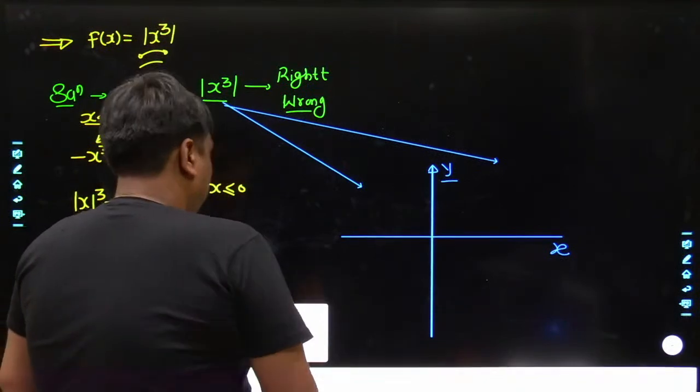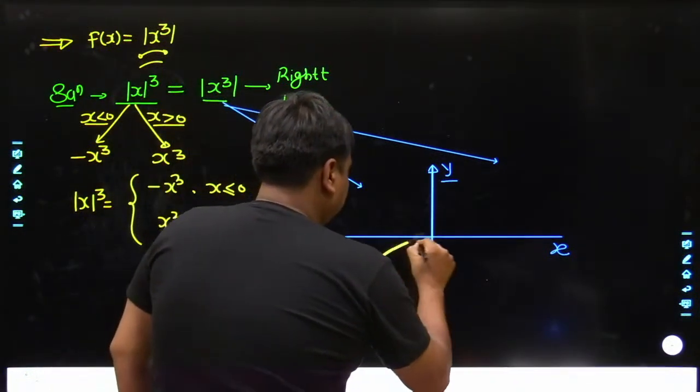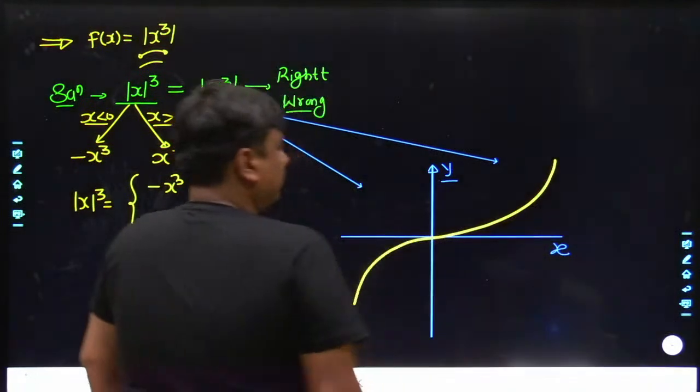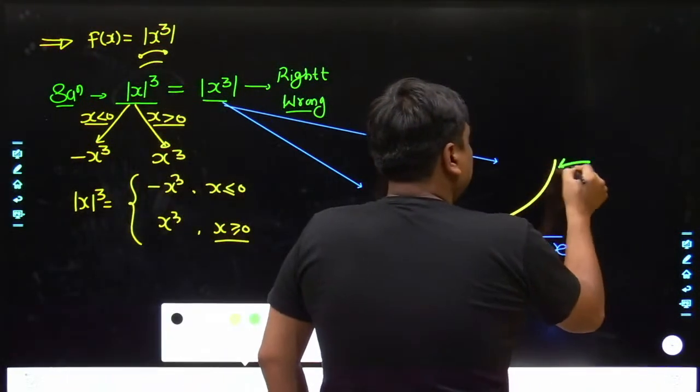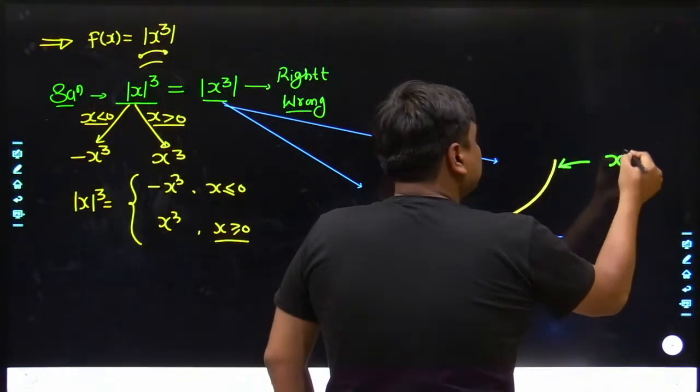So let me draw how the curve would look. The curve would look something like this. Which curve has it been? It has been y equal to x cube.